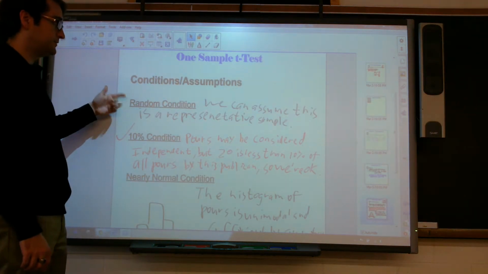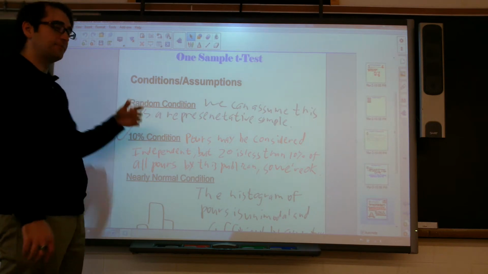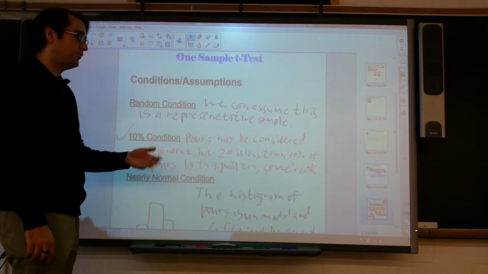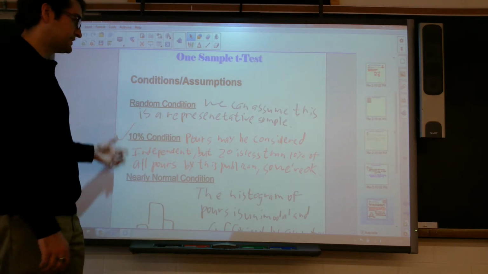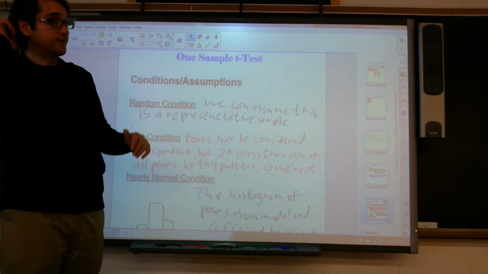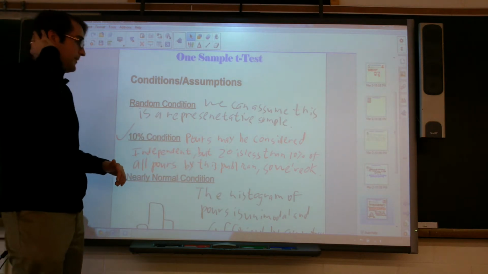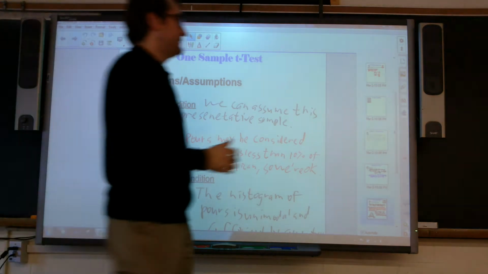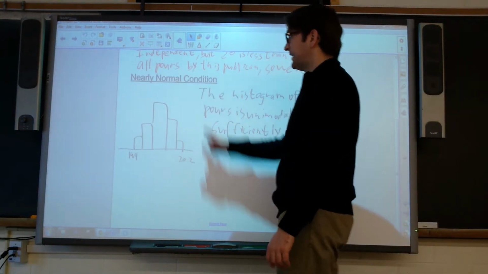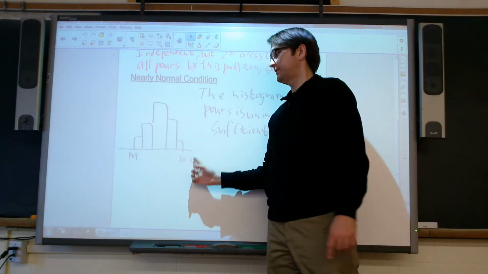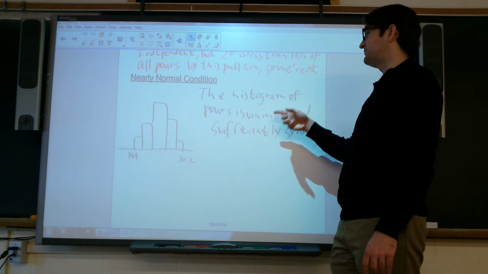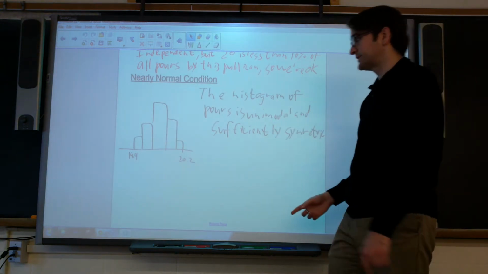The random condition, we can assume that this is a representative sample, barring perhaps issues that we discussed in class. 10% condition, maybe they're independent, maybe they're not, but 20 is certainly less than 10% of all the pours that this publican would pour, and that's fine. And then the big new one is the fact that we need to check whether or not the histogram of our data, which I've sketched here, is sufficiently normal. The histogram of pours is unimodal and sufficiently symmetric.